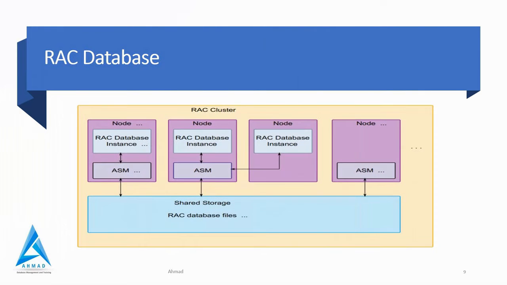So in a RAC database, as I said, you have instance 1, instance 2, instance 3, like that, or you can say node 1, node 2, node 3. And this is ASM 1, this is ASM 2, and this is ASM. So basically ASM is a kind of mechanism for disk actually. Sorry for the writing.